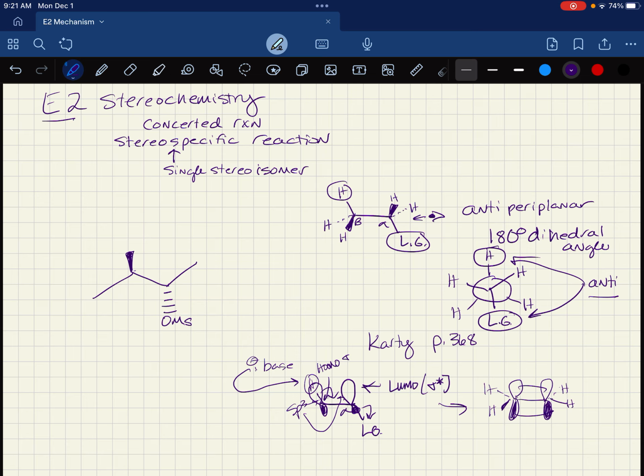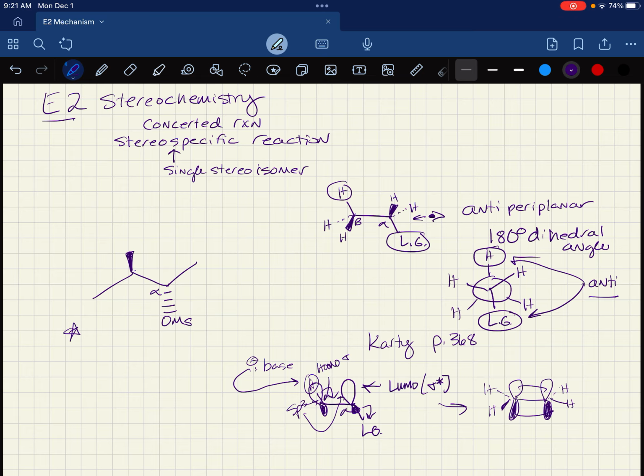For the syn configuration, if they were lined up with a 0-degree dihedral angle and eclipsed, or if they were in any other situation, the orbitals would not be lined up in a nice way in order to form the pi bond. So this is why whenever you're doing E2, the only time you need to worry about this is when you have a setup like this one.